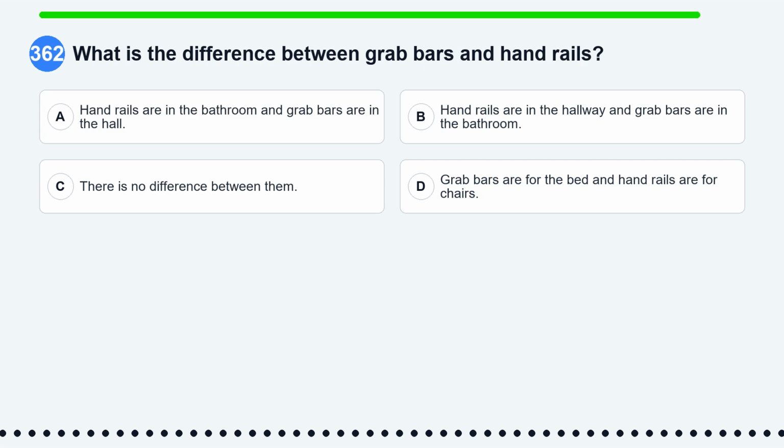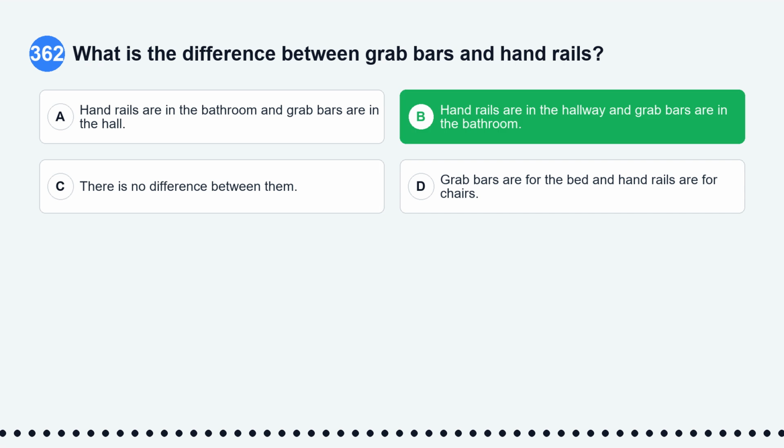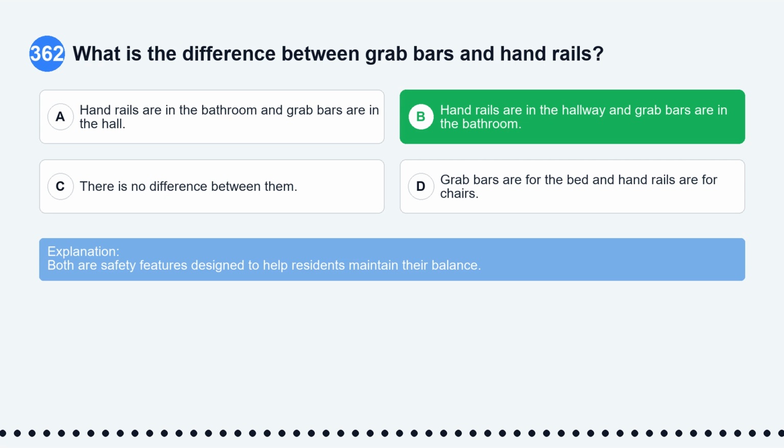Question 362. What is the difference between grab bars and handrails? Option A, handrails are in the bathroom and grab bars are in the hall. Option B, handrails are in the hallway and grab bars are in the bathroom. Option C, there is no difference between them. Option D, grab bars are for the bed and handrails are for chairs. The correct answer is option B, handrails are in the hallway and grab bars are in the bathroom. Both are safety features designed to help residents maintain their balance.